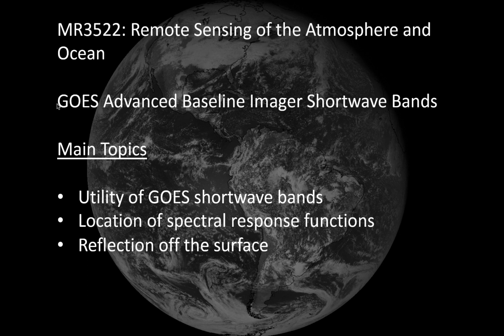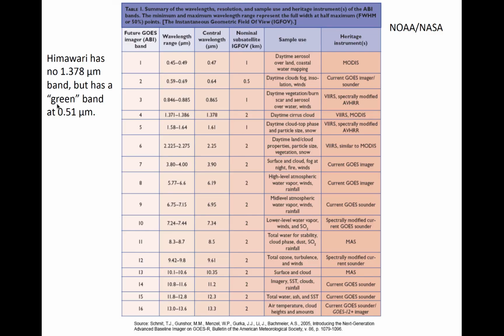In this module, we will begin to dive more deeply into the bands on the GOES ABI and explain some of their various utilities. We'll start back at the table of the 16 GOES channels. Each channel represents a passive observation collected by detecting radiance within the wavelength range denoted by the second column in the table.